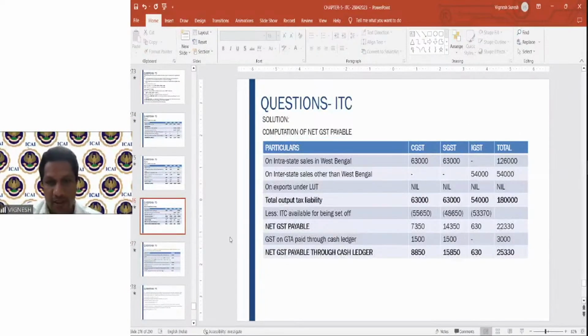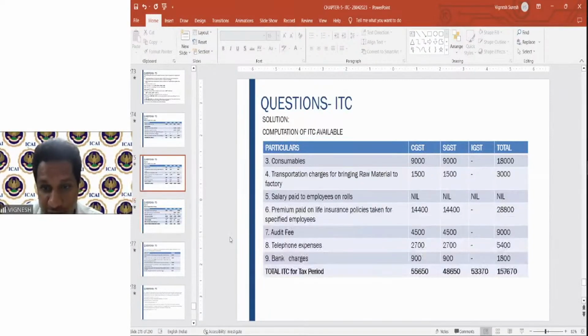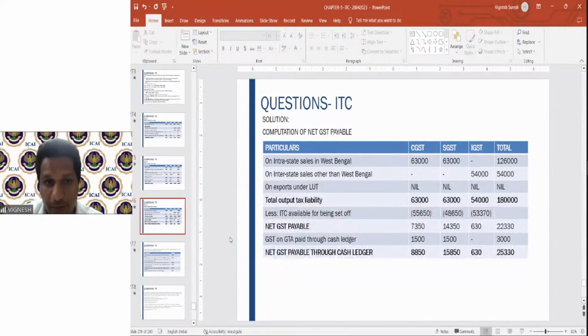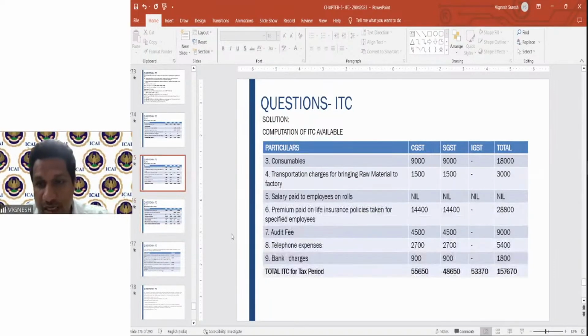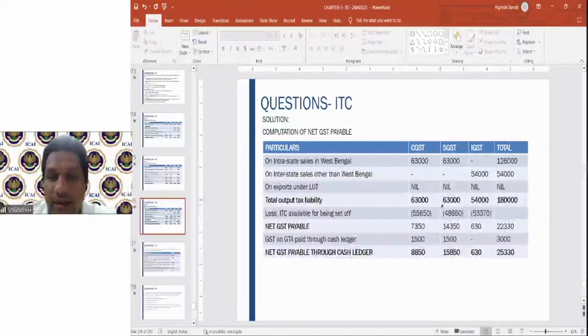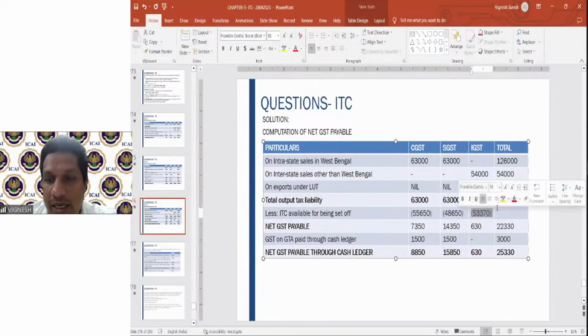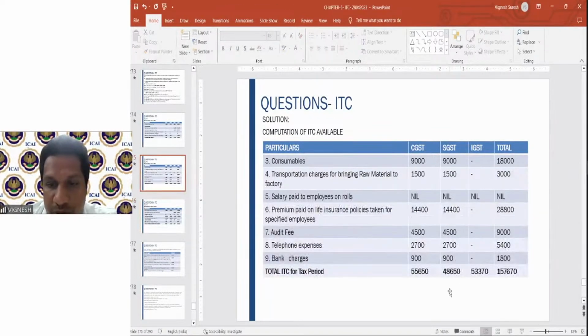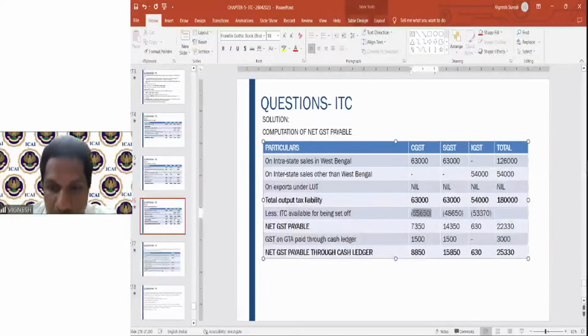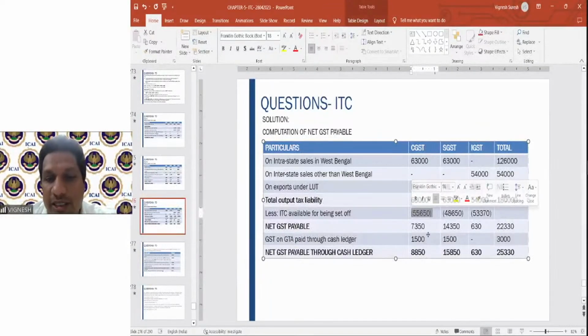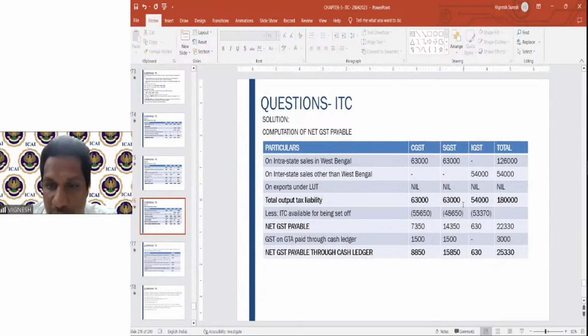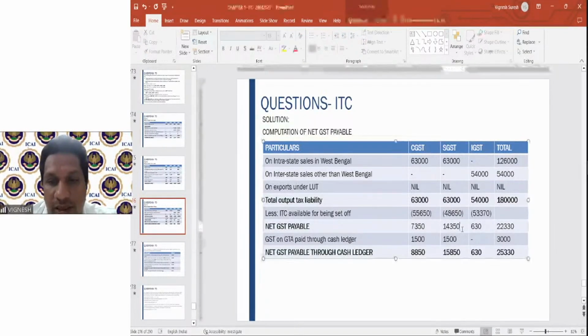You know the ITC which is being available for set off. Now method of set off is important here. Method of set off is important. IGST credit is how much? 53,370. So IGST credit first utilize against IGST. So totally utilized. After that come to CGST 55,650, utilize only against CGST, cannot utilize against SGST. Therefore net GST payable is 7,350. SGST credit only utilize against SGST. 14,350 is the net GST which is payable.